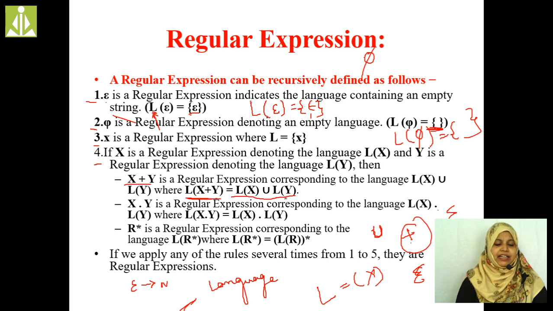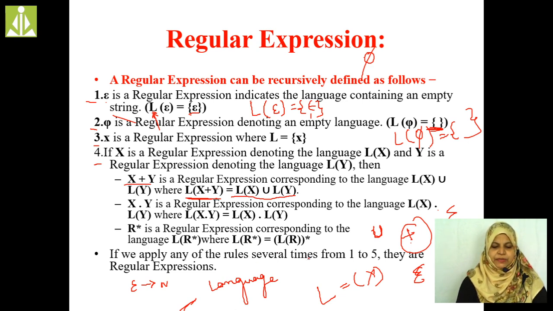Next, x dot y is a regular expression corresponding to the language L of x dot L of y. Then L of x y equals L of x dot L of y. What do you mean by this one? This is the union, this is the concatenation, right? Next, R star is a regular expression corresponding to the language L of R star, where L of R star equals L of R whole star.